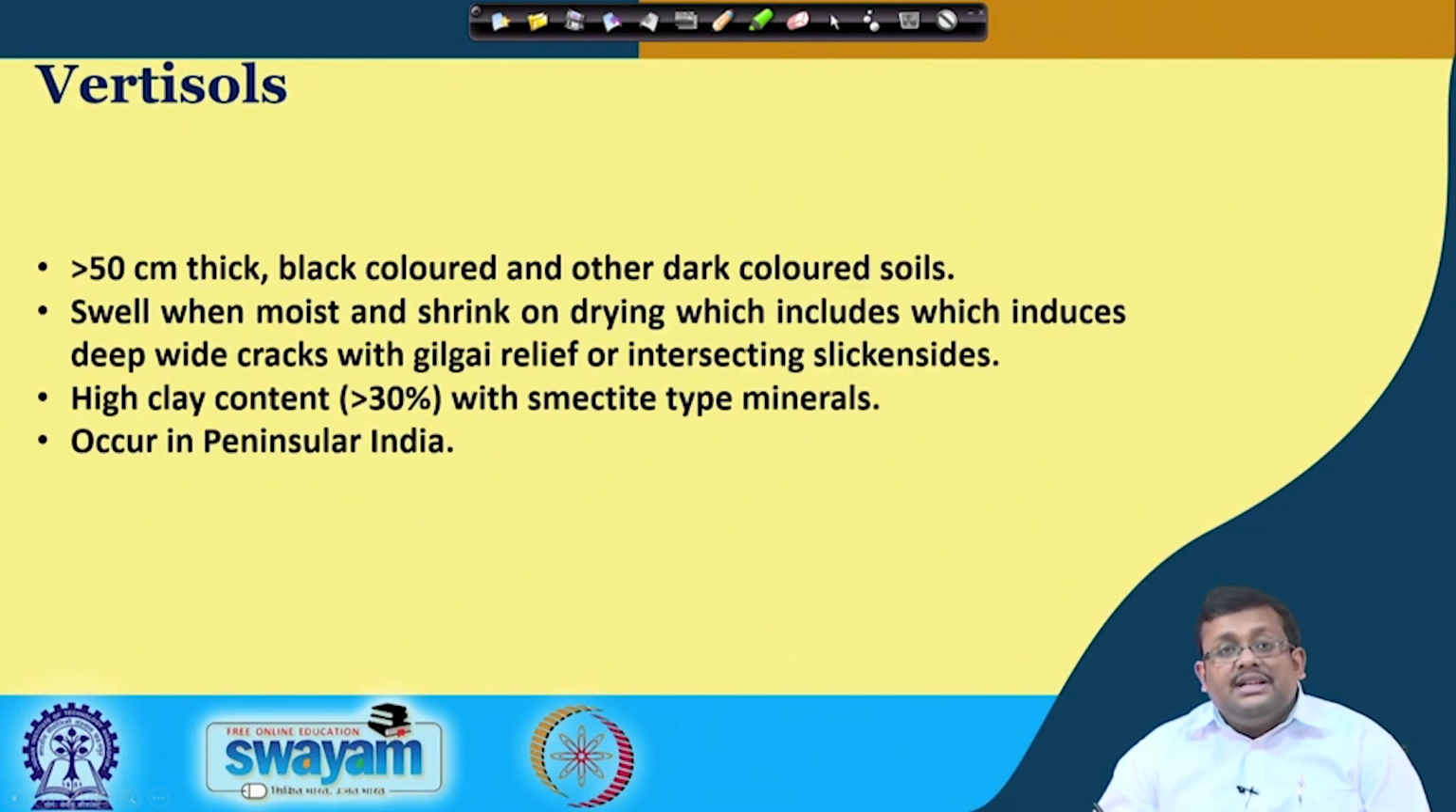Vertisols are more than 50 centimeter thick, black colored soils, and they have special characteristics. They can swell when moist and shrink on drying, which includes deep cracks and gilgai relief or intersecting slickensides. They have high clay content, more than 30% clay with smectite type of minerals. We will discuss smectite type minerals later on. They occur in peninsular India, especially in the Maharashtra region, where the black colored soils are present, and these soils are very good for cotton cultivation.